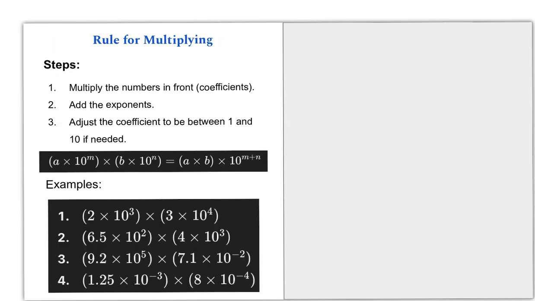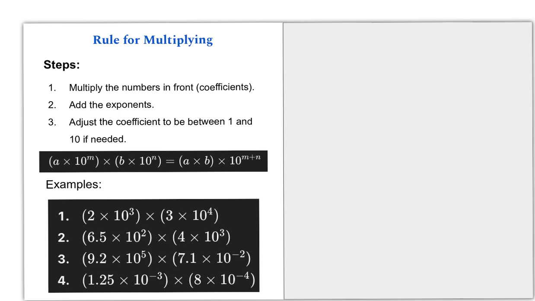Rule for multiplying numbers in scientific notation. Step 1, multiply the numbers in front, which are our coefficients. Step 2, add the exponents following the exponent rule, and adjust the coefficient to be between 1 and 10 if needed. That means we have to rewrite our answer in scientific form, moving the decimal point as many times as it takes so the coefficient is between 1 and 10.